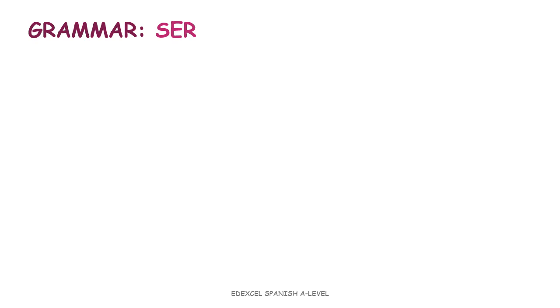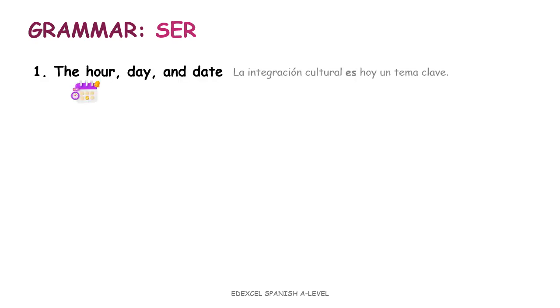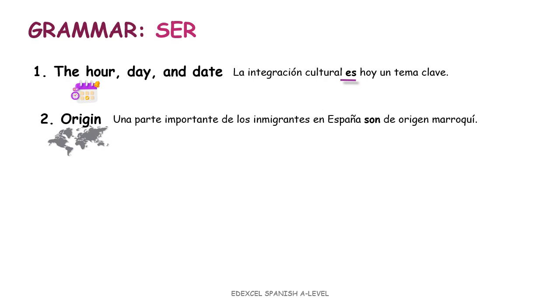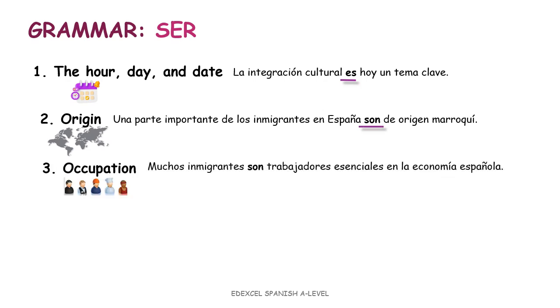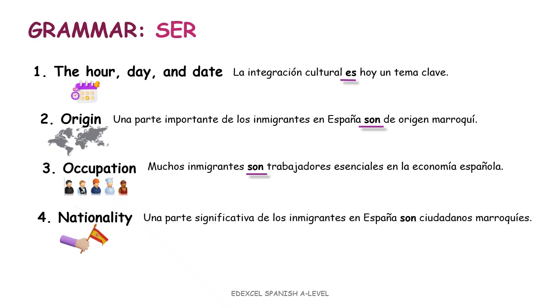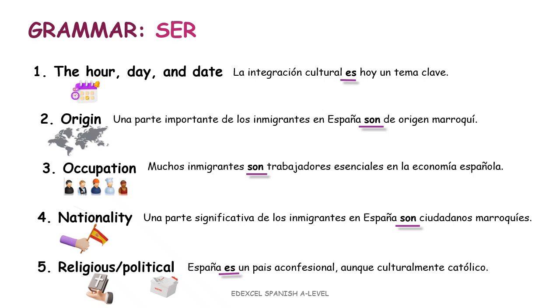Ser now. The hour, day and date. La integración cultural es hoy un tema clave. Origin. Una parte importante de los inmigrantes en España son de origen marroquí. Occupation. Muchos inmigrantes son trabajadores esenciales en la economía española. Nationality. Una parte significativa de los inmigrantes en España son ciudadanos marroquíes. Religious or political affiliation. España es un país aconfesional, aunque culturalmente católico.